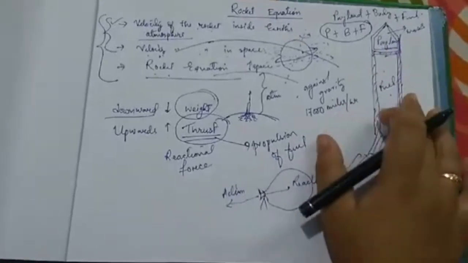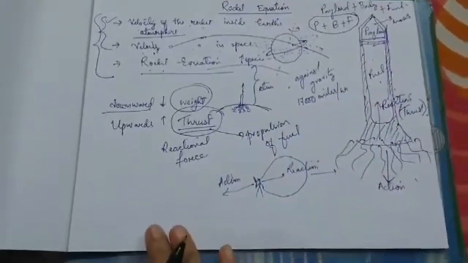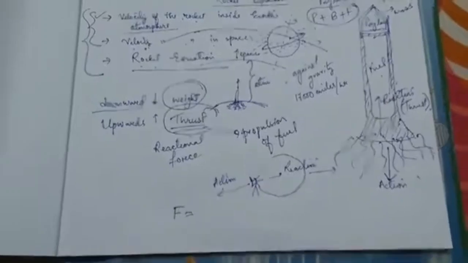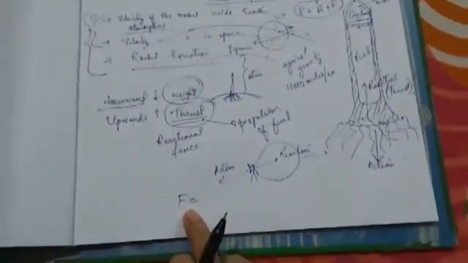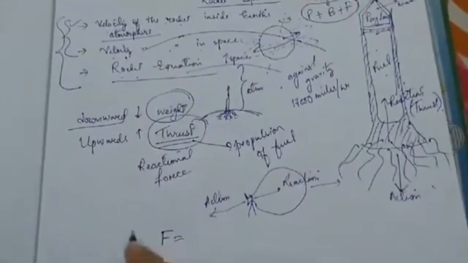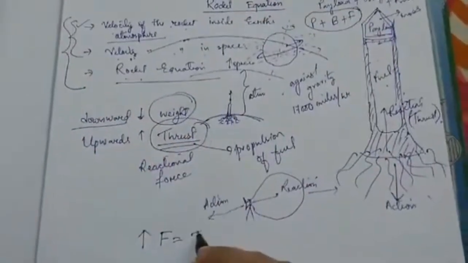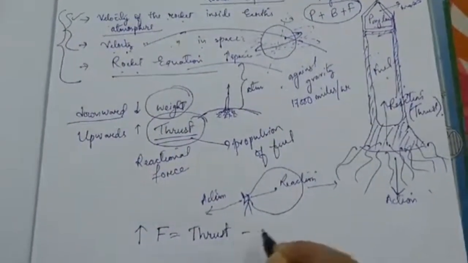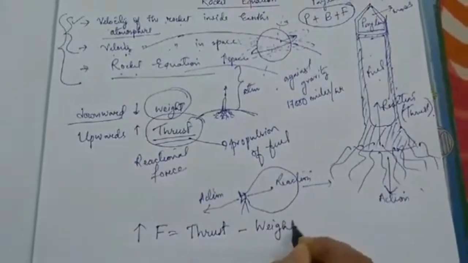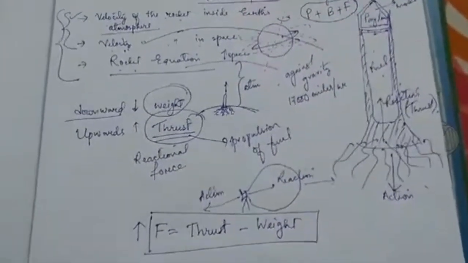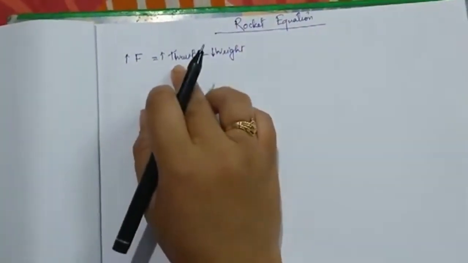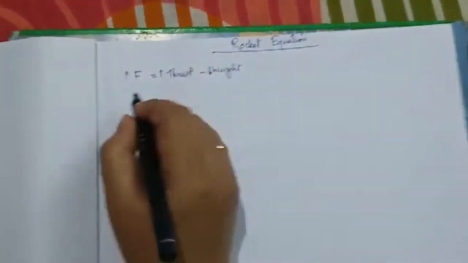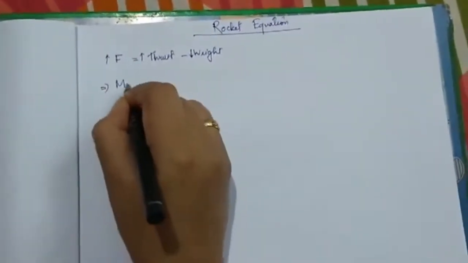So if I ask you, within the surface of Earth, within Earth's atmosphere, what is the resultant force acting on the rocket? You know that the rocket is moving, so the resultant force is what? Upward force is winning. So the upward force is thrust minus weight. As we discussed in the last video, the resultant force acting on the rocket is thrust upward minus weight. You know that the formula for force is mass into acceleration.